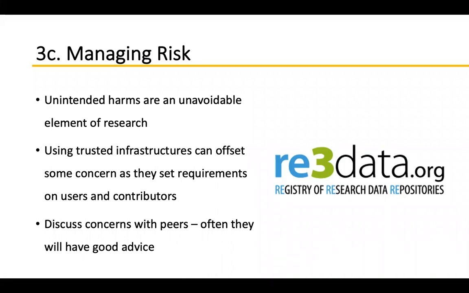If you have any concerns about managing the risk of releasing data, it's always useful as a first step to discuss your concerns with peers. Often they will have very good advice. Often they will have very good context to be able to discuss these concerns further. So please don't use the concerns as an automatic reason not to share data, not to share resources, but use it as a very important way of starting to think about where best to start sharing these.